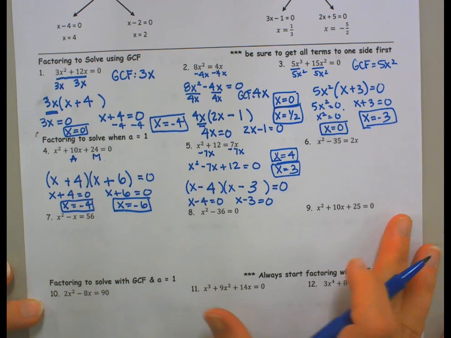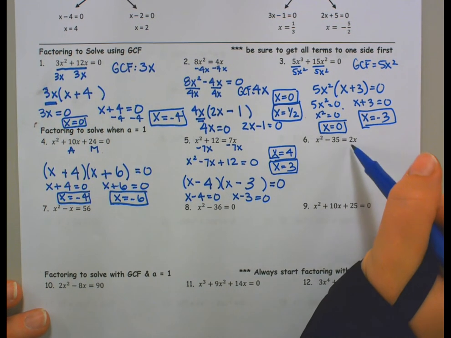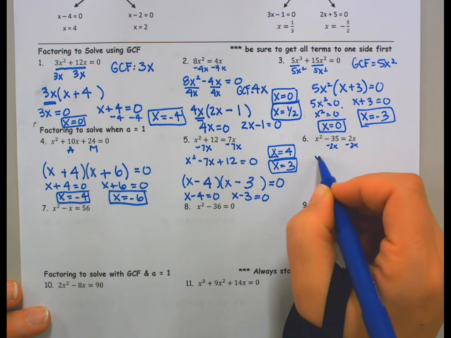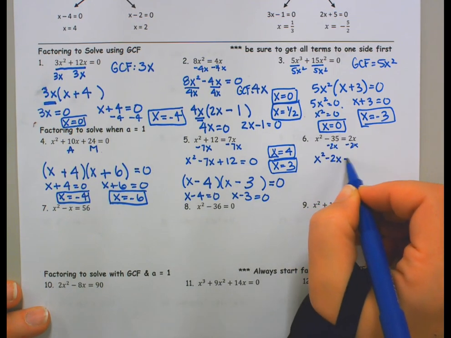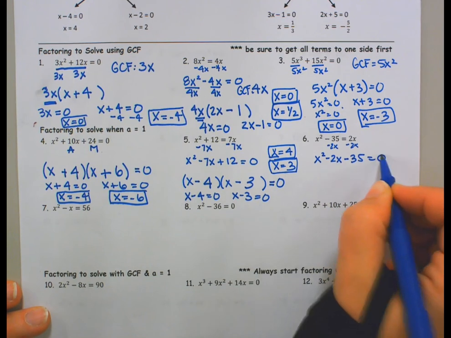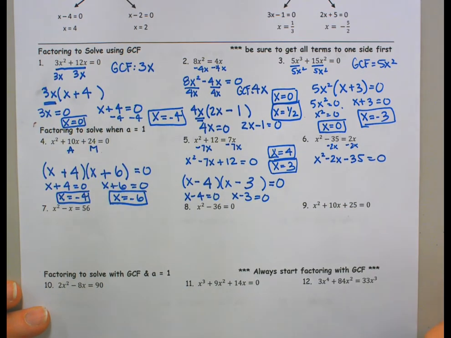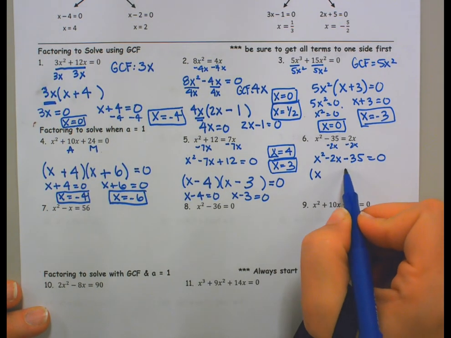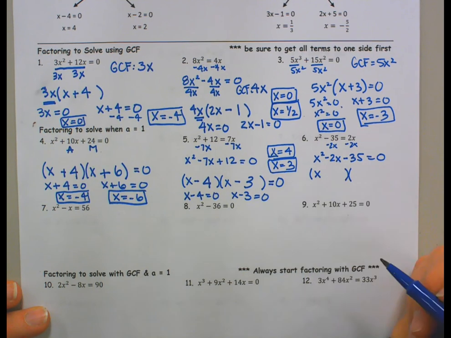So for number 6, we're going to do the same thing. First, we're going to move this over so that all of my terms are on the same side. So I get x squared minus 2x minus 35 equals 0. So now I want to factor this so that I can solve. So I want two numbers that multiply to give me negative 35 and add to give me negative 2.